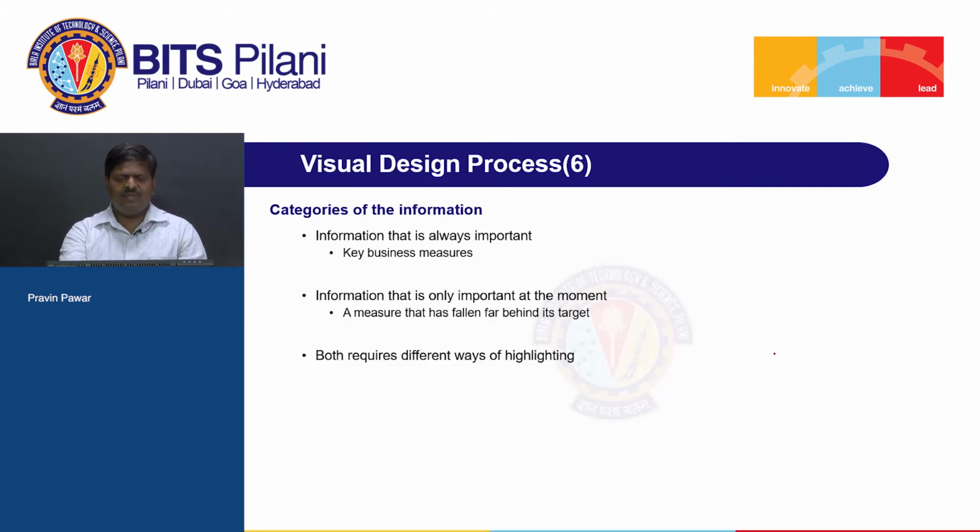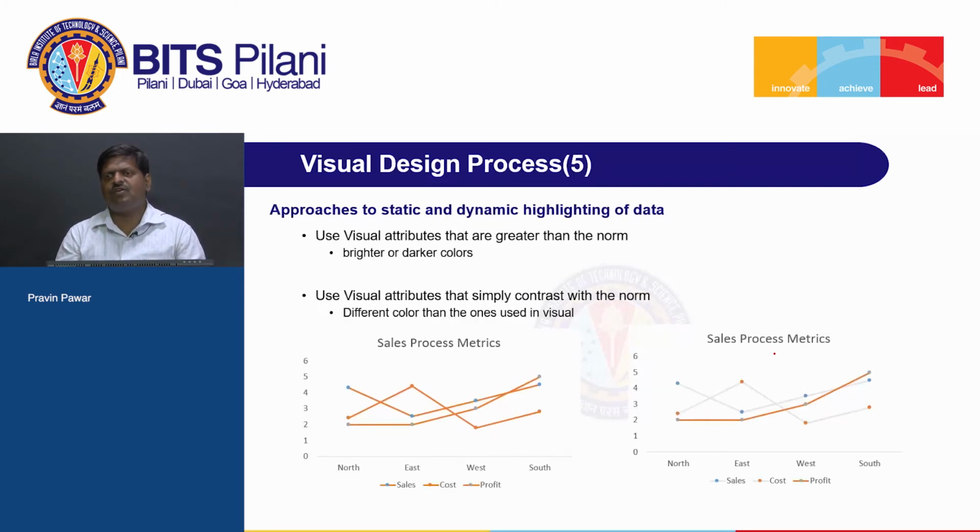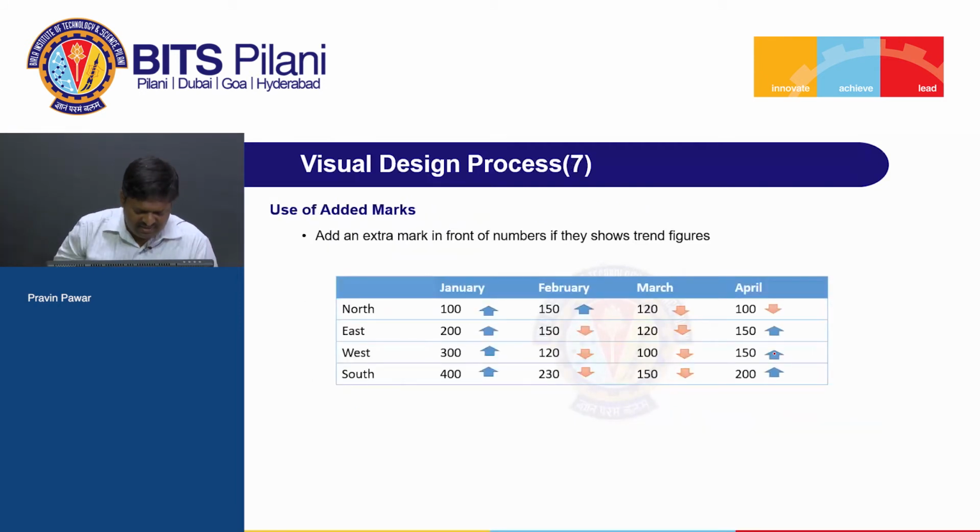So now different strategies can be used in order to handle this dynamic and static highlighting of data that is appearing over there. Some of the common techniques that we have seen: brighter and darker colors can be used, or different shades of the colors, or different colors themselves can be used for showcasing that kind of information to the audiences. Another simple technique can help to improve the readability of the data elements that are appearing over there.